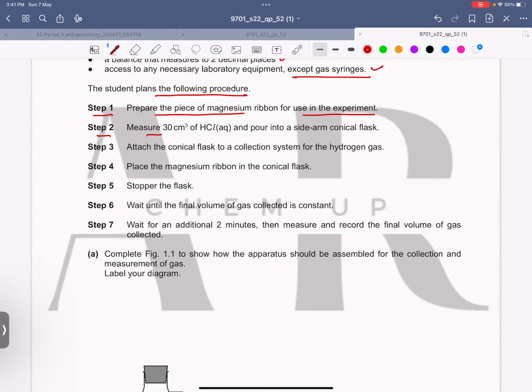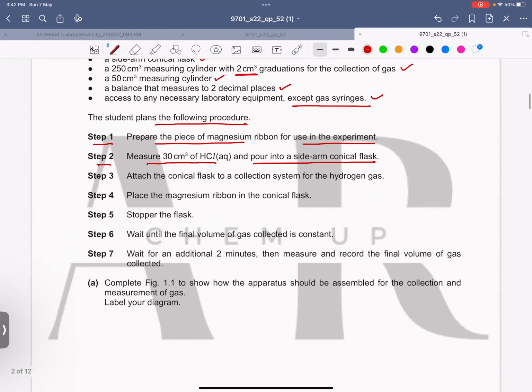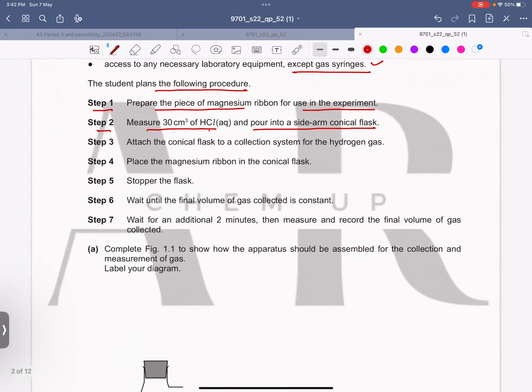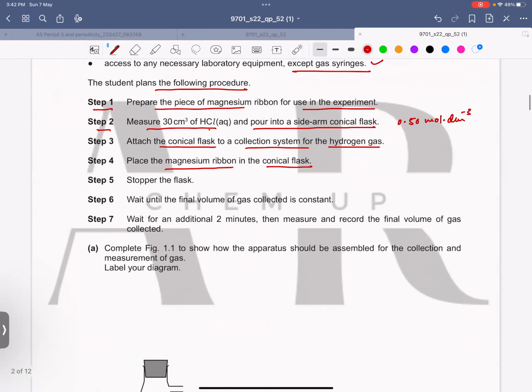In step 2, measure 30 centimeter cube of hydrochloric acid and pour into a side-arm conical flask. And here its concentration is also provided, that hydrochloric acid is 0.50 mole per dm cube. Attach the conical flask to a collection system for the hydrogen gas. Place a magnesium ribbon in the conical flask. Stopper the flask. Wait until the final volume of gas collected is constant. Wait for an additional 2 minutes, then measure and record the final volume of gas collected.